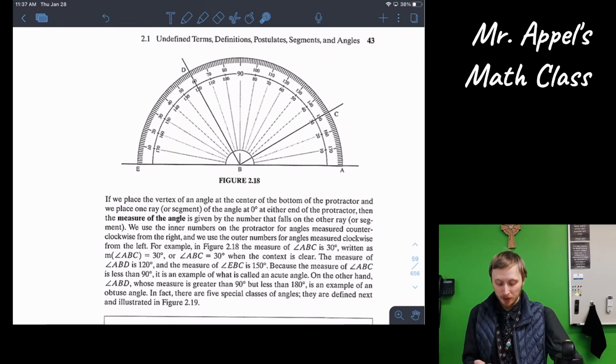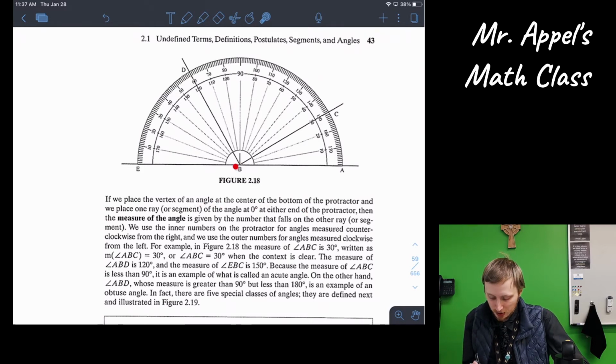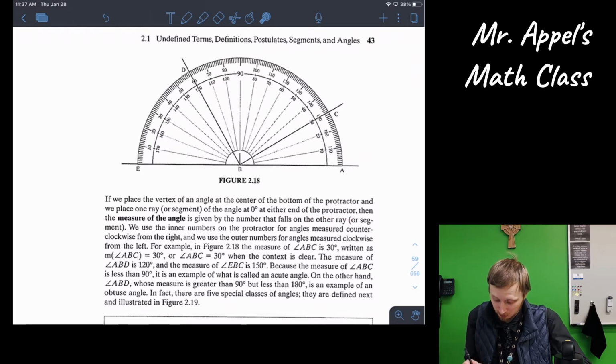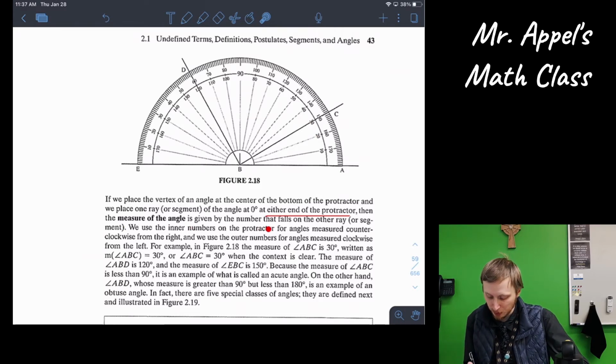So, if we place the vertex of an angle at the center of the bottom of the protractor, right here at B, and we place one ray or segment of an angle at 0 degrees at either end of the protractor, okay? Either end. Notice there are two sets of numbers, one going from this side, 10, 20, 30, and the other on this side, inside the circle, 10, 20, 30. Then the measure of the angle is given by the number that falls on the other ray or segment.